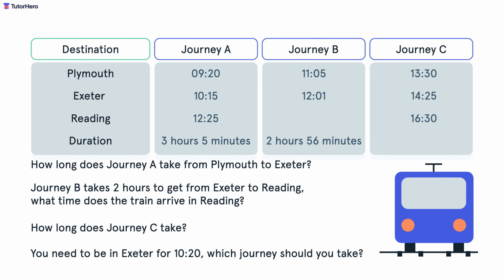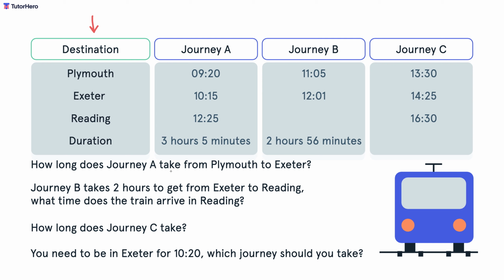Here is another example of a timetable. This time it's a train timetable. The destinations Plymouth, Exeter and Reading are on the left-hand side, and there are 3 journeys, journey A, B and C, but with some missing information. Can you have a go at answering the questions?